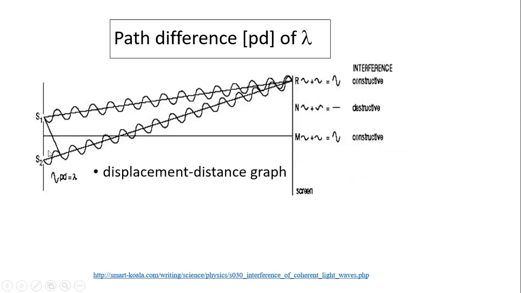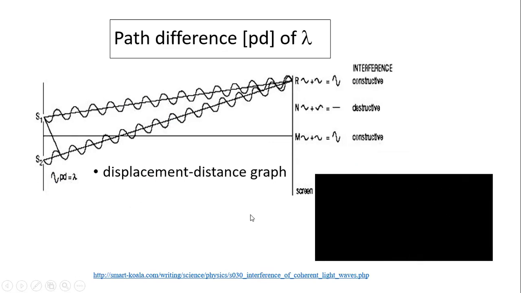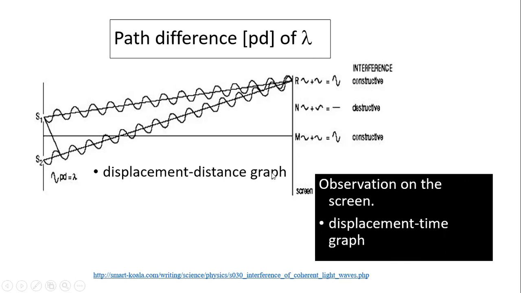So here, from S1 to the screen or S2 to the screen, we see a displacement-distance graph. On the screen itself, the observation is a displacement-time graph. That means this wave will continue moving, right? But you will see that the pattern doesn't change on the screen. See, displacement-time graph.